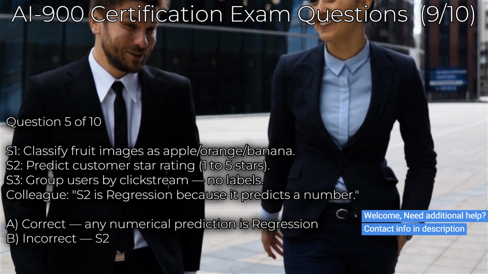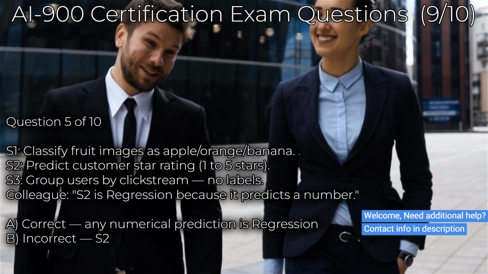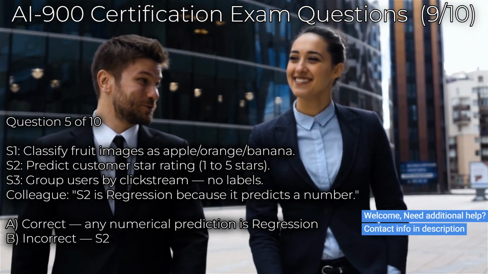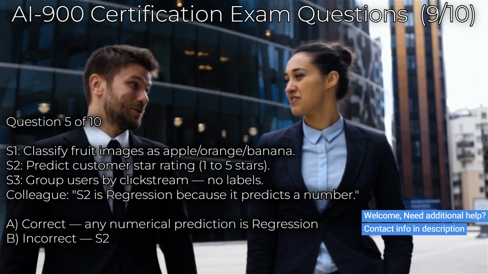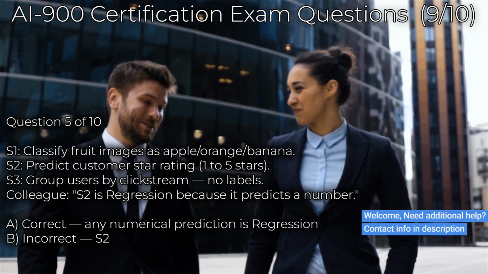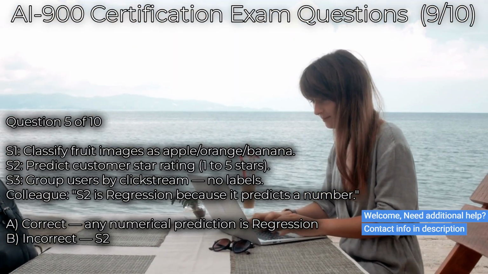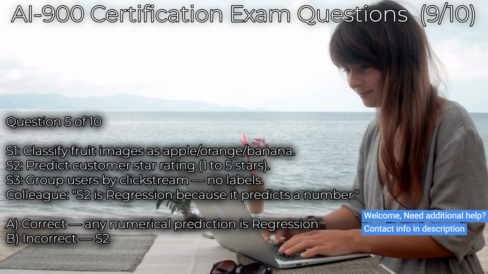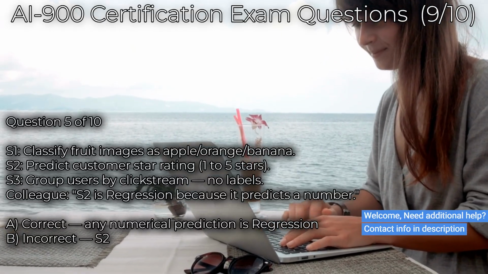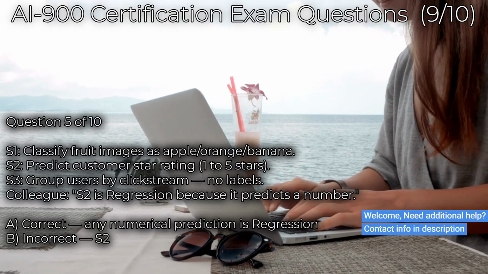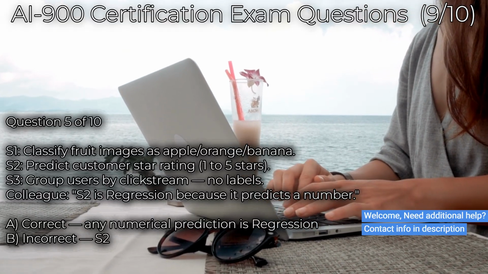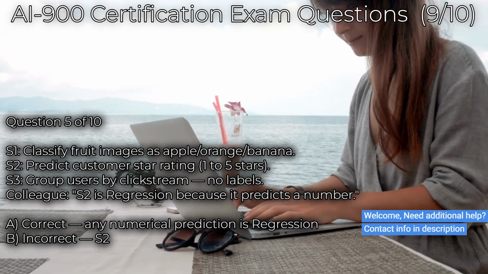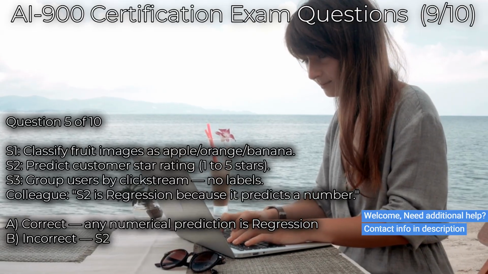Question 5 of 10. A developer describes 3 machine learning scenarios. Scenario 1. A model is trained to classify images of fruit as apple, orange, or banana using 10,000 labeled images. Scenario 2. A model is trained to predict the star rating, 1 to 5 stars, a customer will give a product, using a dataset of historical purchases where each row is labeled with the customer's actual star rating. Scenario 3. A model groups website users into behavioral segments based on clickstream data, with no labels provided.